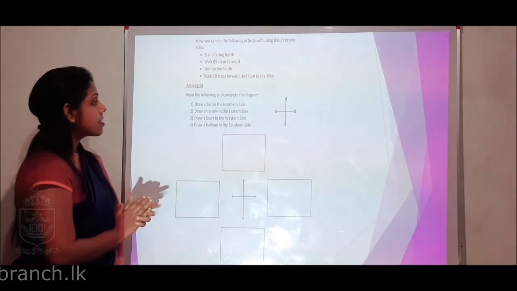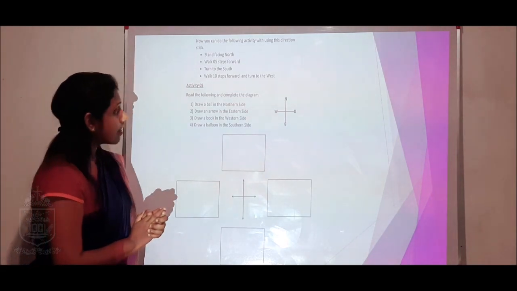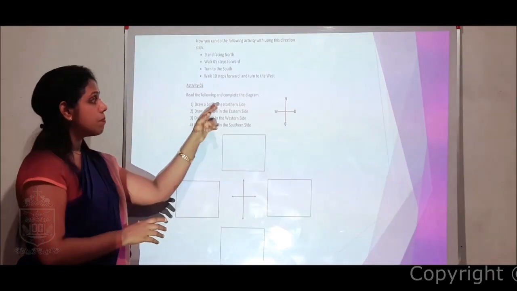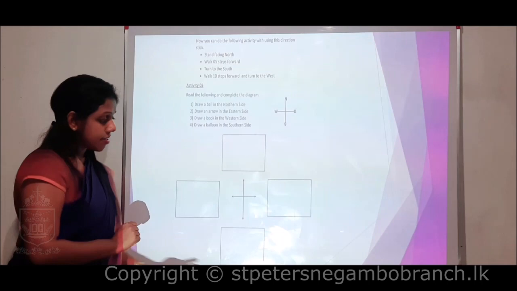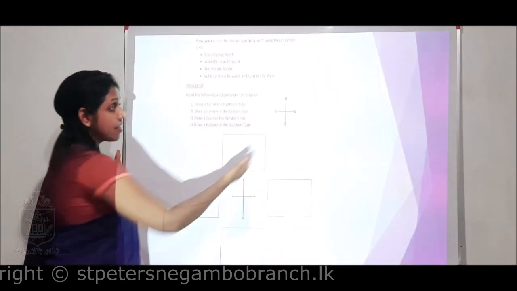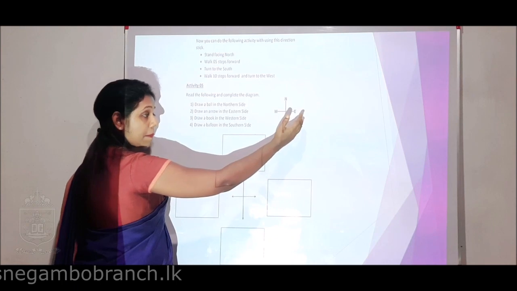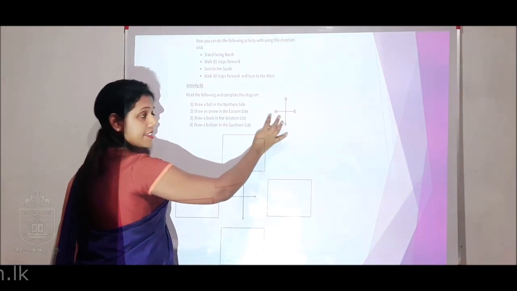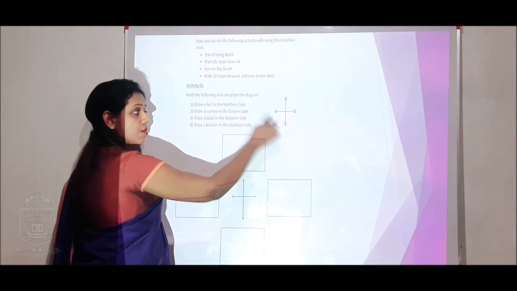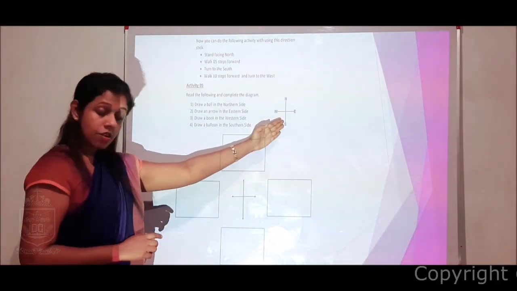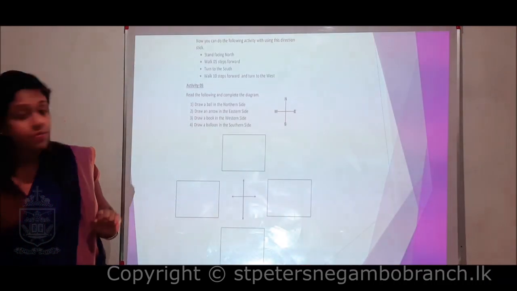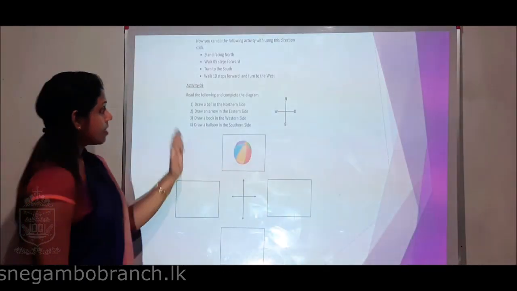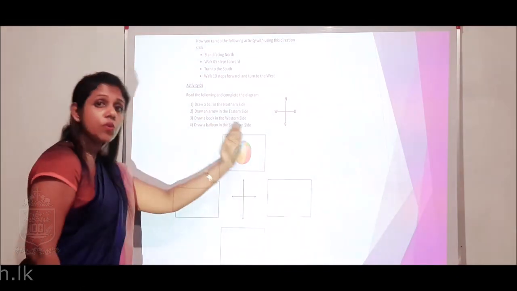The first question: draw a ball in the northern side. So what is the north side in this diagram? I have given the map here. N-E-S-W, north, east, south, west. So according to this map, you have to draw a ball in the northern side. So I am going to draw a ball now. Okay, now we drew a ball in the northern side.